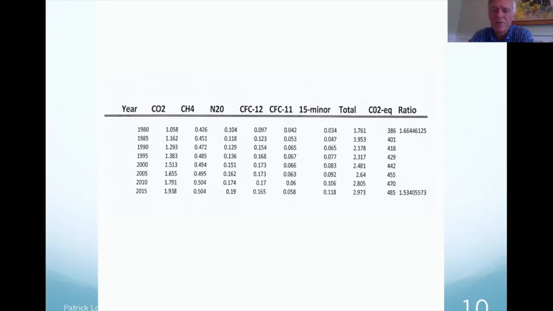CH4 about 0.5 in 2015, and you can read across there and see the importance of these other gases. So N2O is 0.19, 0.165 for CFC12. CFC is chlorofluorocarbon. 12 is just a particular molecule, and so on. So you get a total imbalance over to the right of 1.76 in 1980 and 2.97 in 2015, right?